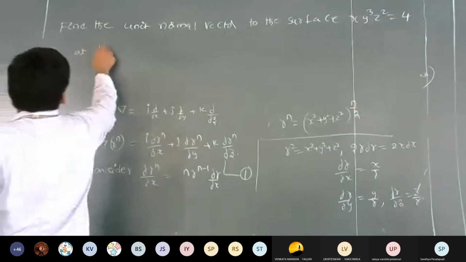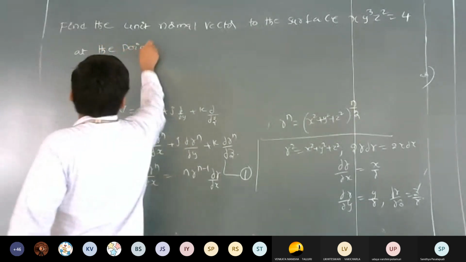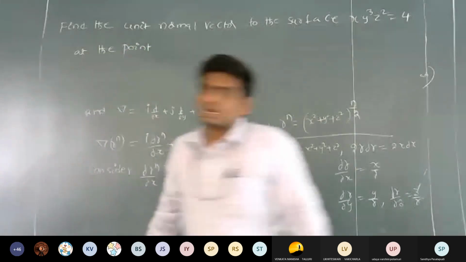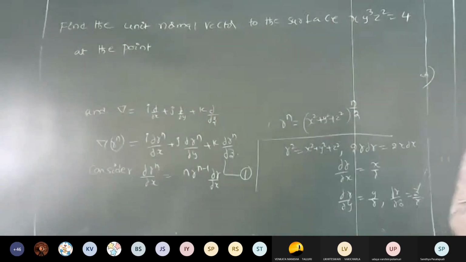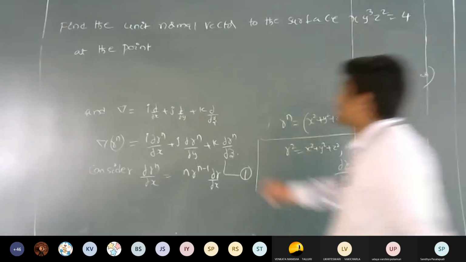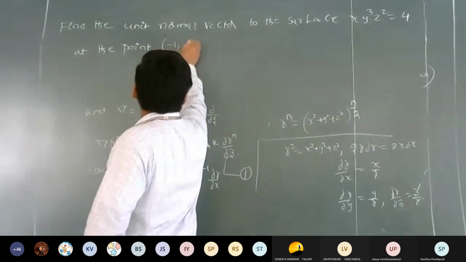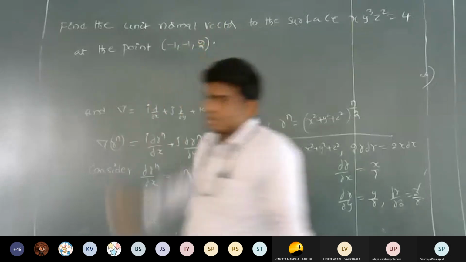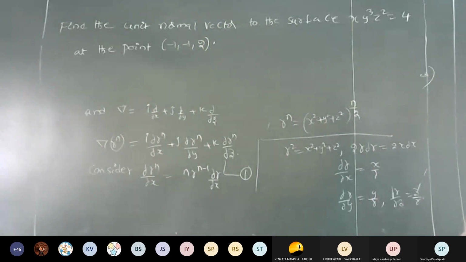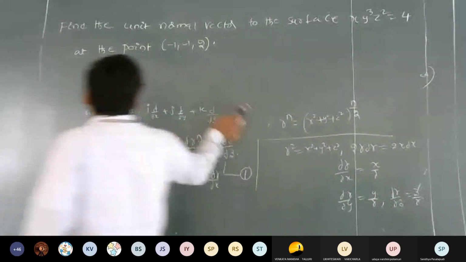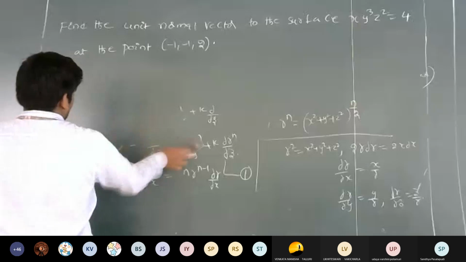At the point minus 1, minus 1, 2. Find the unit normal vector to the surface x y cube z square is equal to 4 at the point minus 1, minus 1, 2.